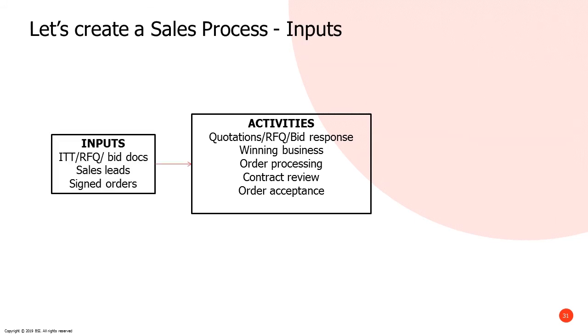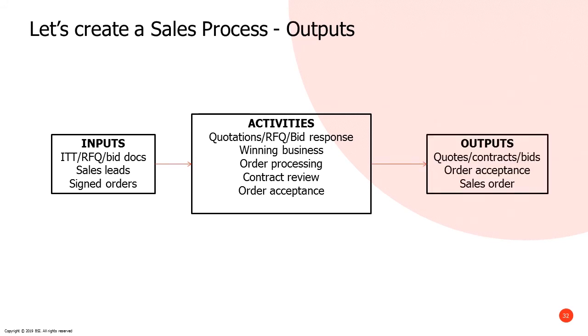So the inputs will be coming from the customer: an invitation to tender, an RFQ or bid documentation. So those come in, and the quote goes out. So the output from that line would be the quote. You may have sales leads coming in, and then you'd go out and hopefully win the business. That would be a quote going out as well.